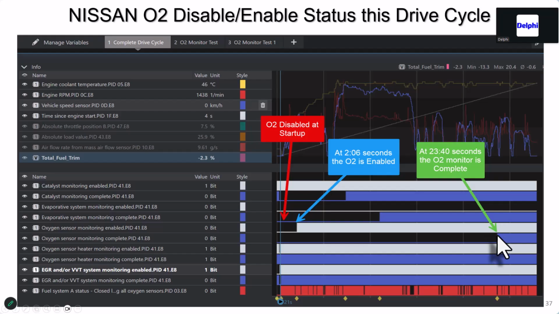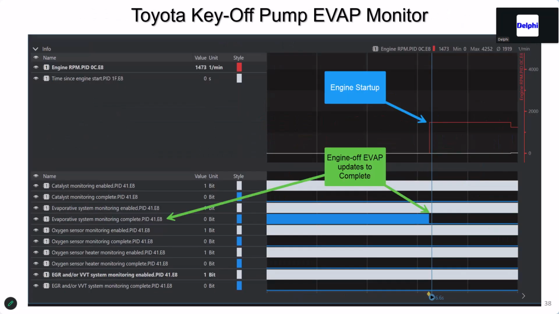So PID 41 tells you the status of the monitor test for this trip, and PID 41 enabled, disabled tells you on the surface, can you run it or can't you? Typically, they're not supposed to do what you see here. Since 2019, they're not supposed to be able to disable them and then bring them back. But you could have another condition where, let me show you this one first.